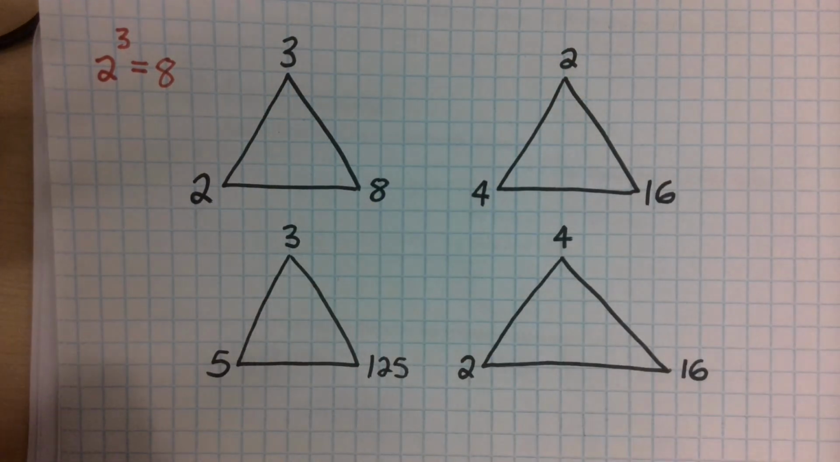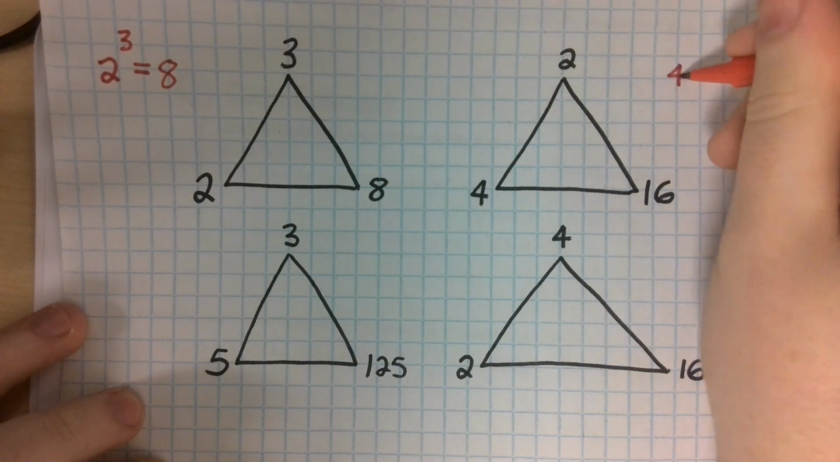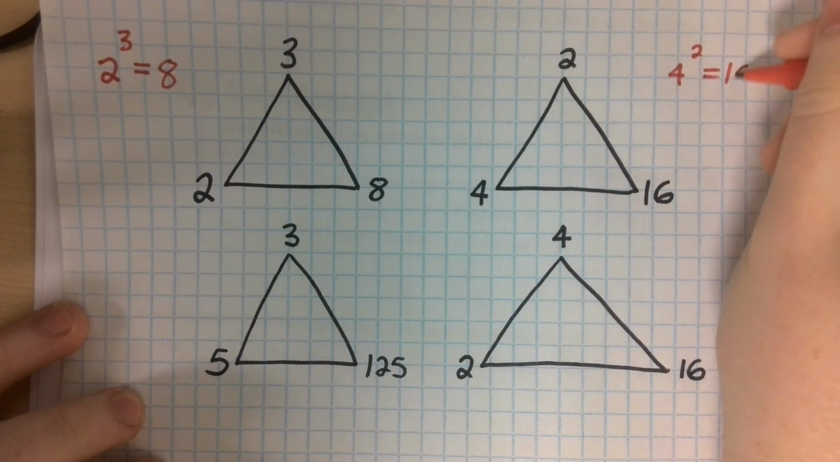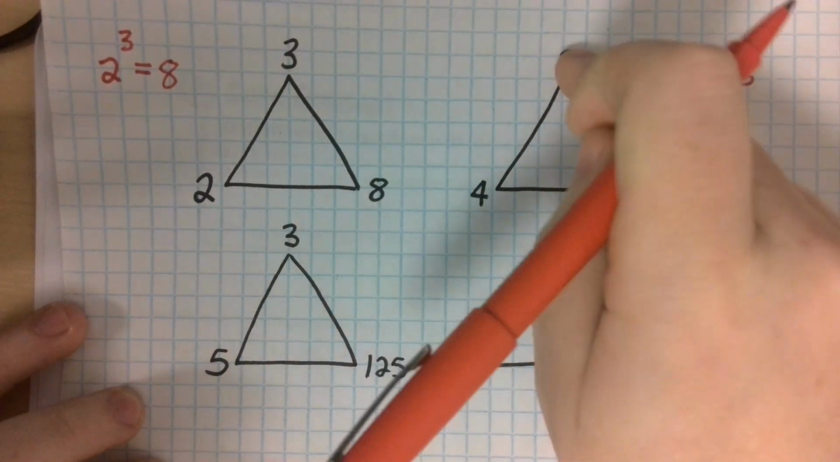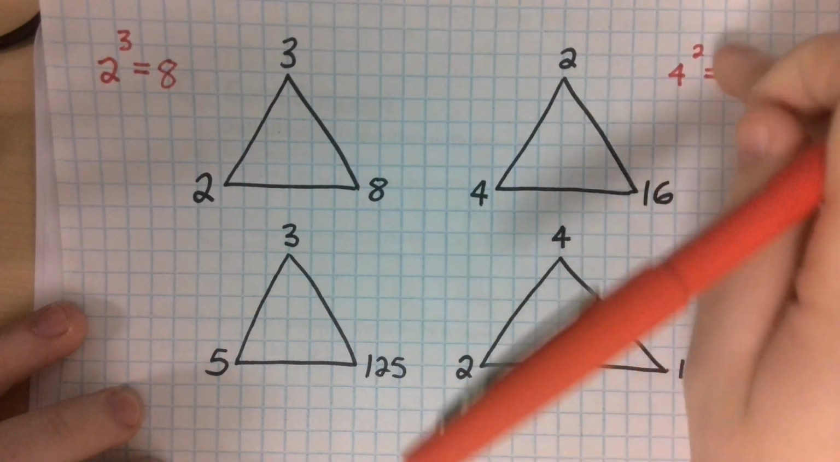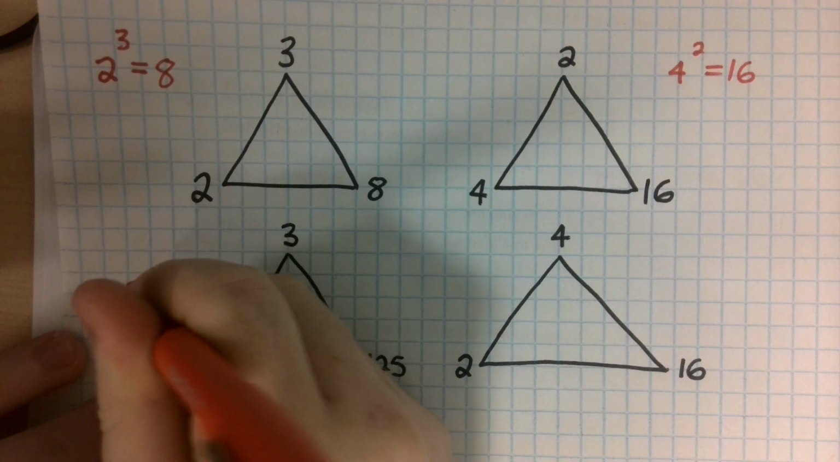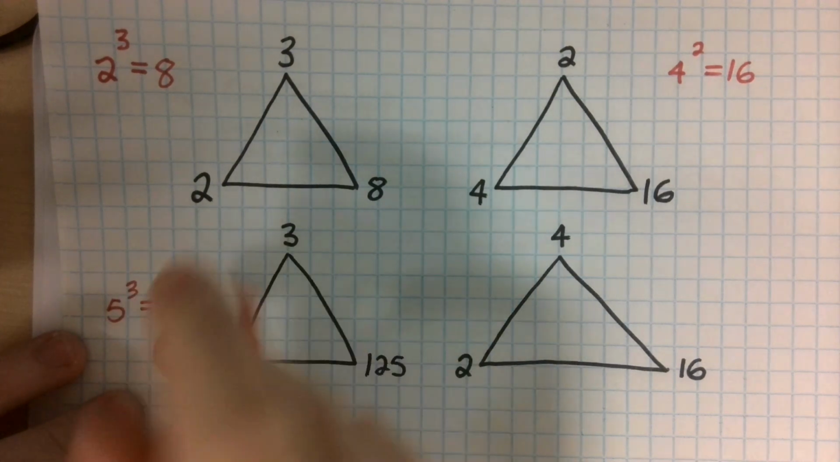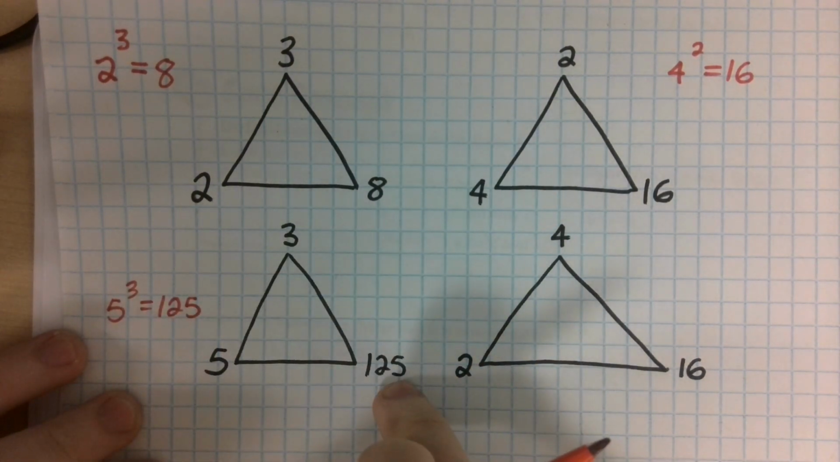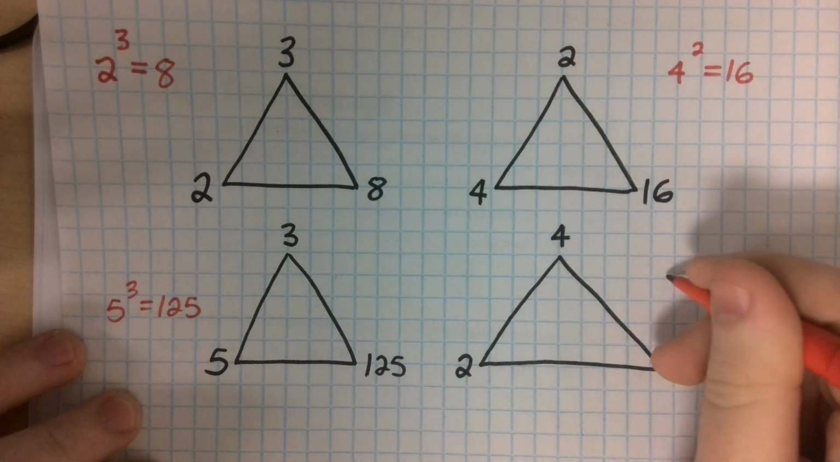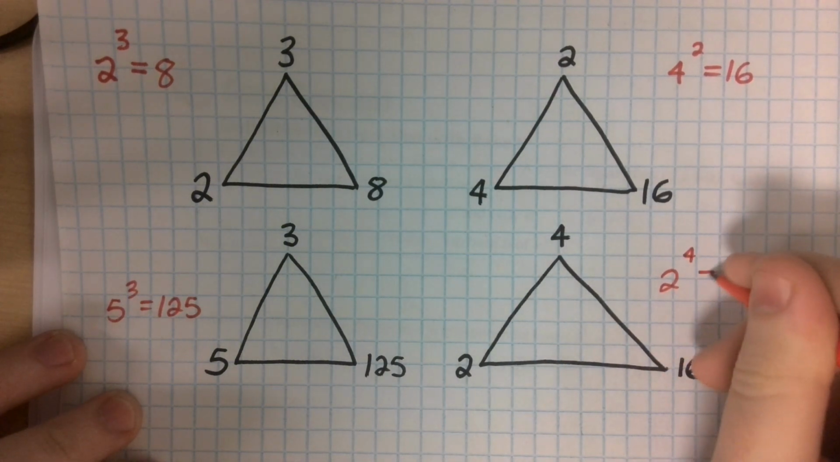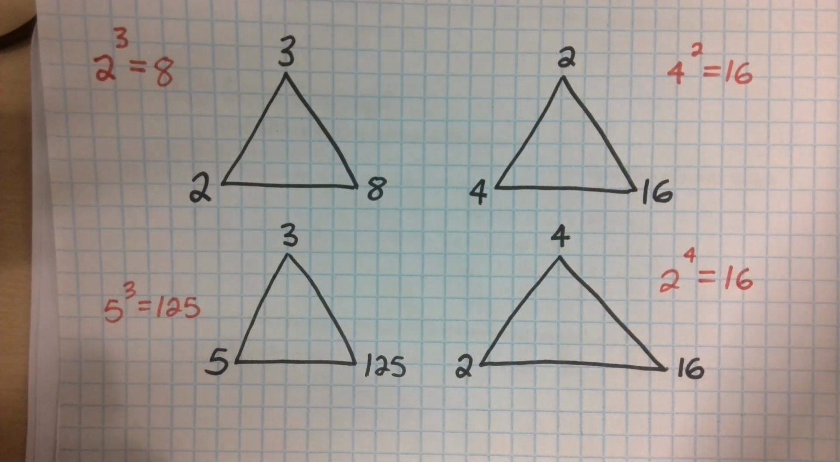Now all other patterns start to make sense, right? So like 4 squared equals 16. That's why we get 4, 2, 16. 4 squared is 16. Same with the 5, 3, 125. 5 cubed is 125. And last but most certainly not least, 2 to the 4th equals 16.